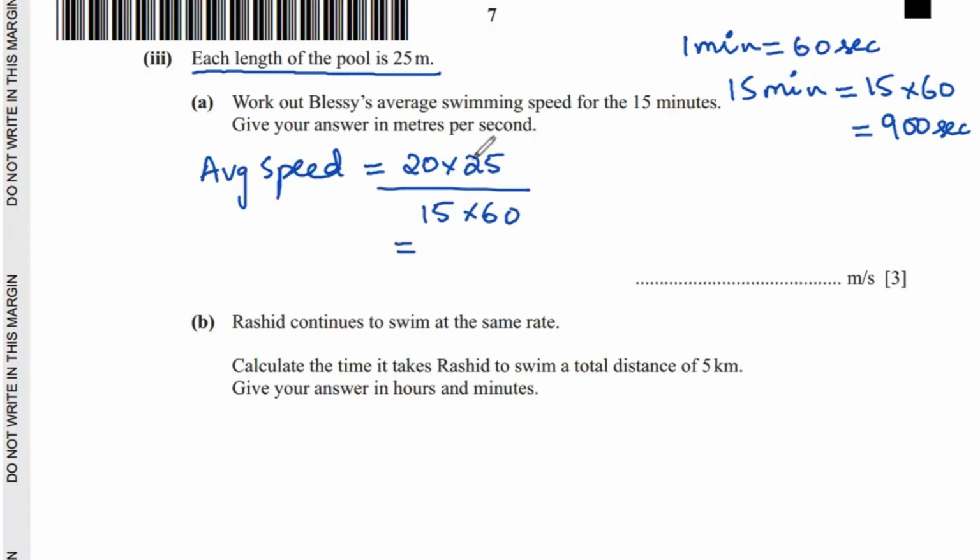So 20 times 25 is going to be 500 over 900, which is 5 over 9. And in decimals, that can be 0.556 meters per second. So that's your answer. Remember to highlight the keywords when you're solving the question, because in this question, you can easily miss out the each length part and just do 25 over 900 instead of doing 500 over 900.